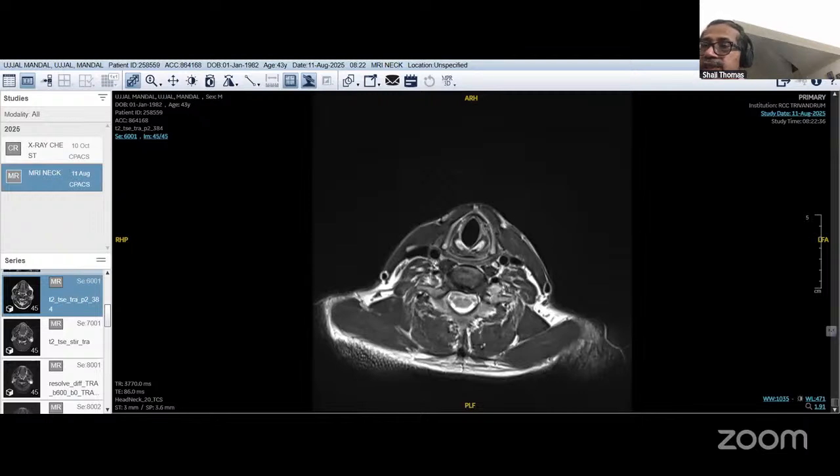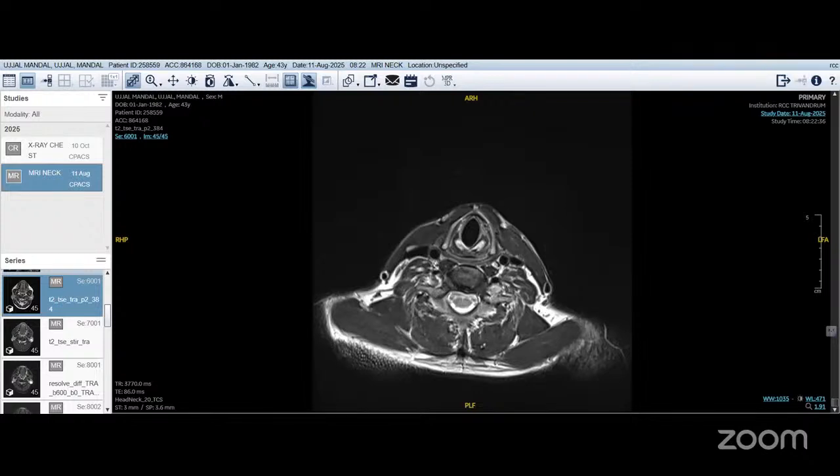So you have the FNAC report with you? Yes, sir. FNAC report is low-grade salivary gland neoplasm. Okay. It was not specified what neoplasm, the histological type was not specified, sir. Okay. So what will you plan and how will you counsel the patient? And what will you counsel the patient about the surgery?